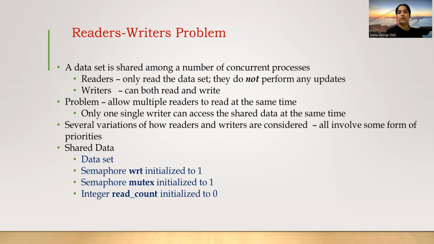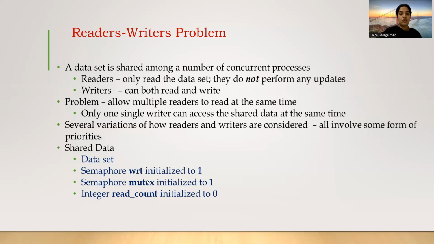But if a writer comes, you cannot perform the write, because a writer can always give modifications or updates. Okay, so here we have three semaphores, as in the previous example. Here one is write, WRT, the write semaphore, mutex, and read count is an integer value.